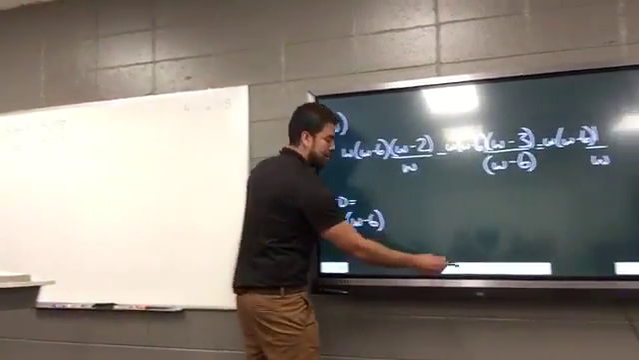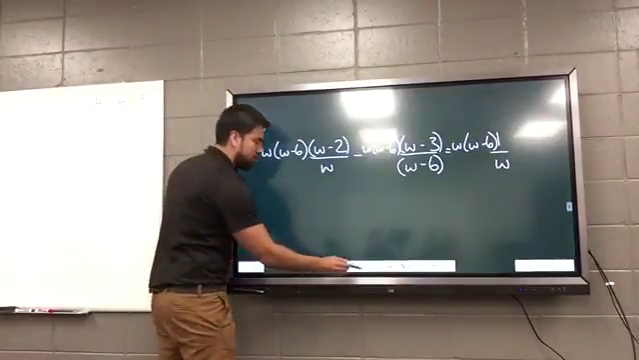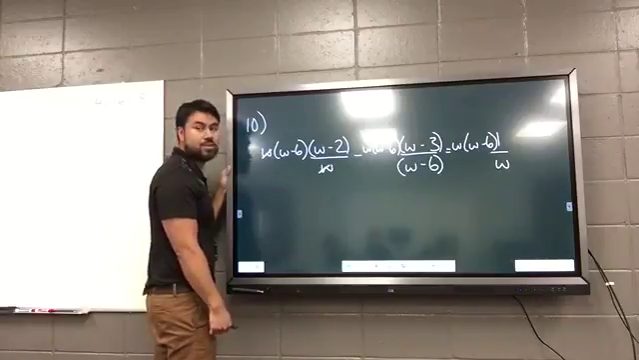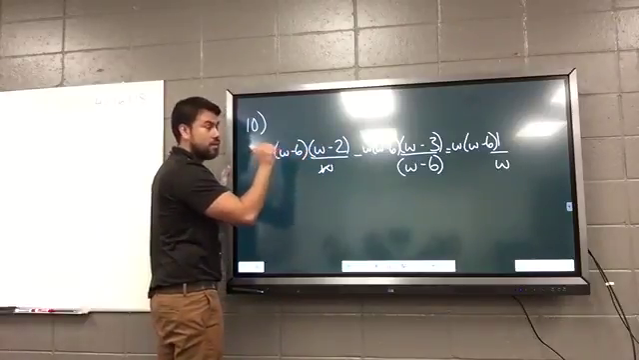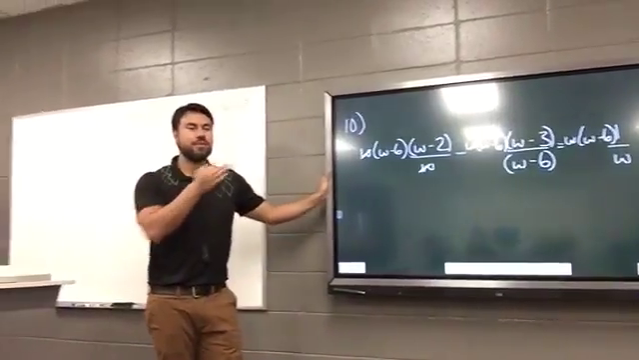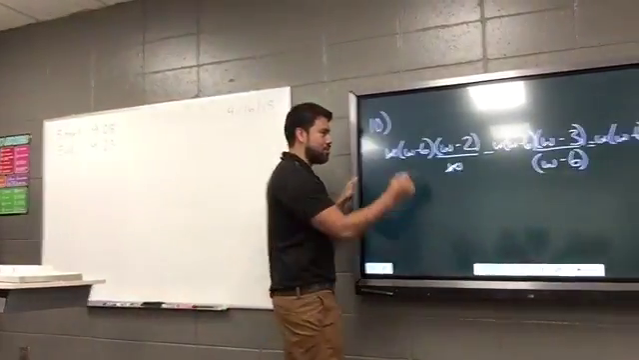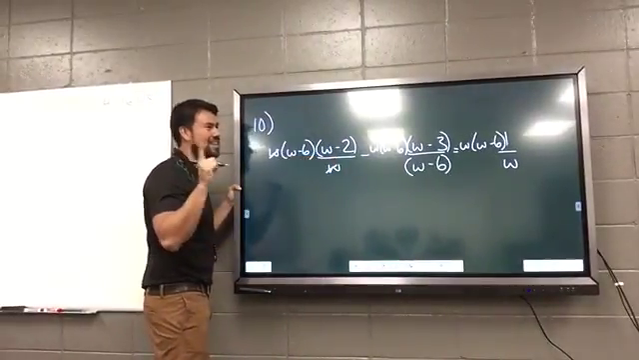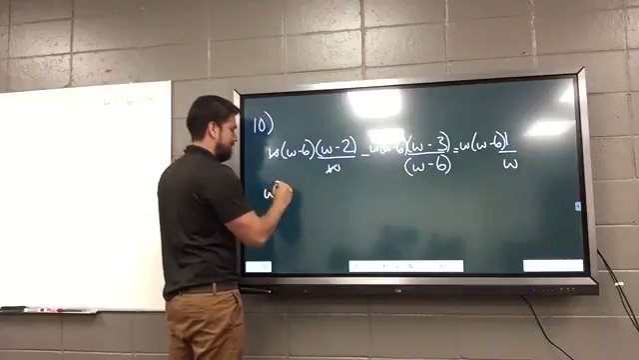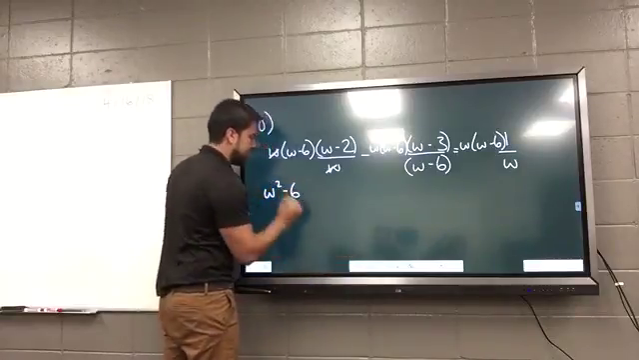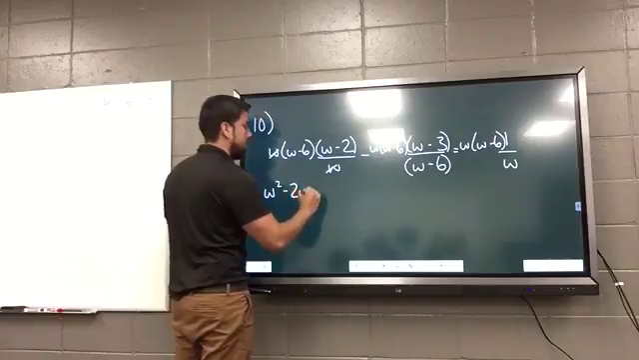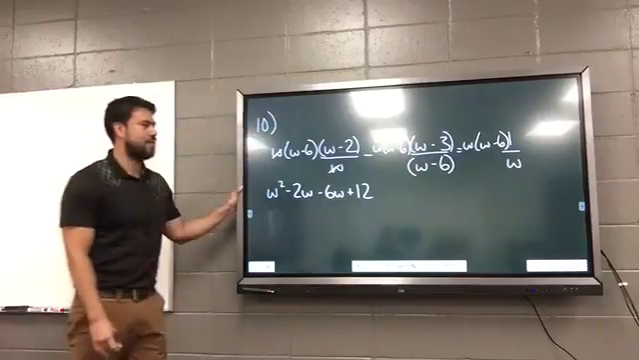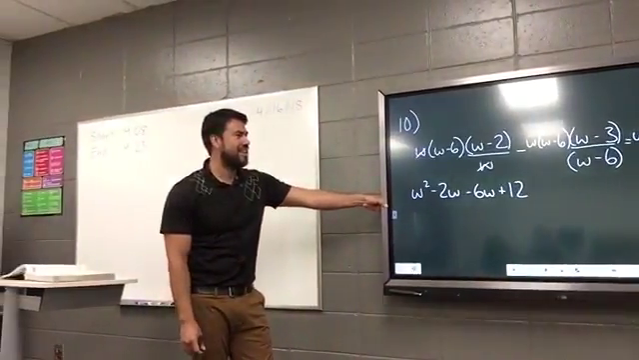What cancels in the first term? W's. Uh-oh. Nothing else cancels. What do you use here? Multiplication. What kind of multiplication? Foil or distributive property. Yep. So can someone foil this for me? W squared minus 2W. Yeah, I guess I'll go in that order. Negative 2W. And negative 6W. Plus 12. Oof. That's a lot.